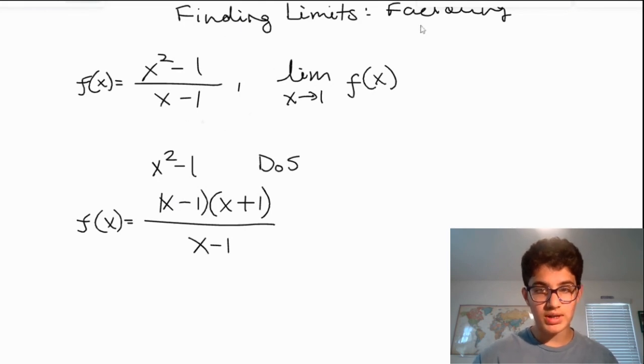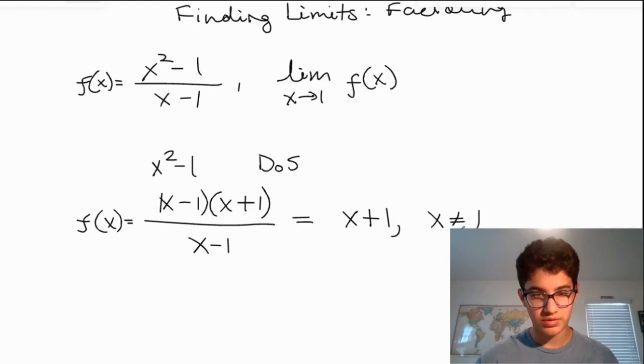Now, because we want to take the limit as x goes to 1, we don't care if it's defined there or not, right? We just want to see what it would go to if it were defined there. This is an equivalent way of writing the function. f of x equals x plus 1, where x is not equal to 1. But we don't care whether x is equal to 1 or not, whether that's allowed or not, because we just want the limit. So now we can plug this in.